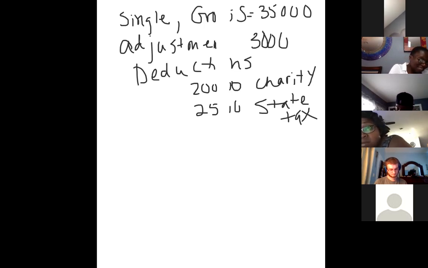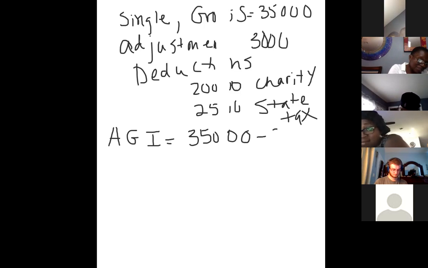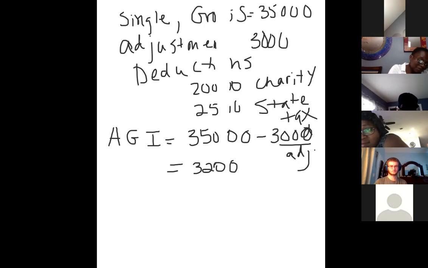Now let's calculate the AGI, the adjusted gross income. The adjusted gross would be the 35,000 minus the 3,000, and the 3,000 is the adjustment. That's the adjustment right there. So the total is going to come out to be 32,000. Okay, that's the AGI.